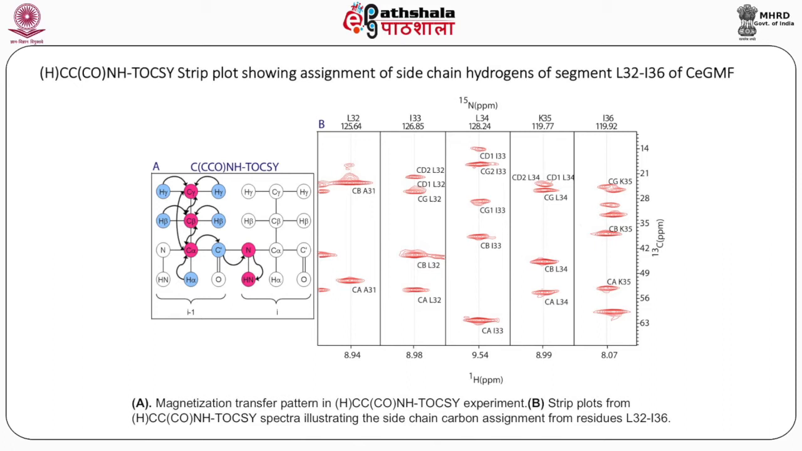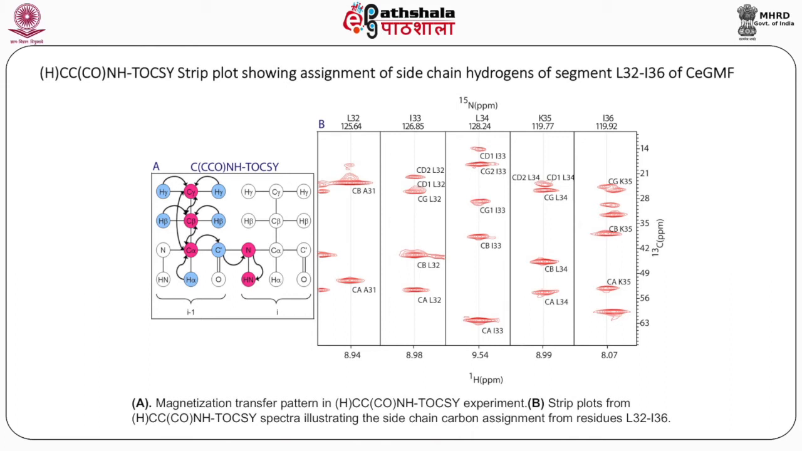Magnetization is transferred to carbonyl and then to its directly attached N, and from there to HN, and that is where it is detected. Again, for simplicity, let us look at the strip of L32, which is taken at a nitrogen chemical shift of 125.64 ppm and a proton chemical shift of 8.94 ppm. This strip shows two peaks. The downfield peak, which is at the bottom, is labeled as Ca of A31, which is now the preceding residue to L32.